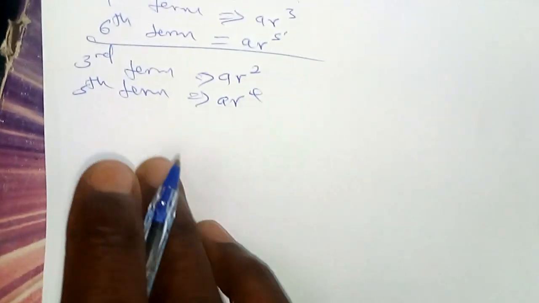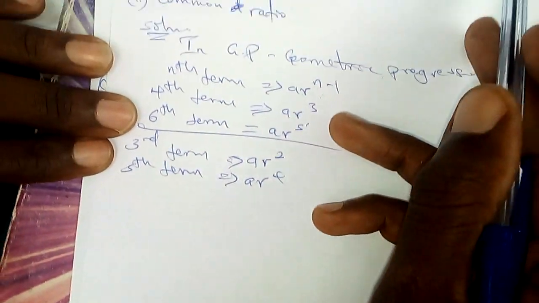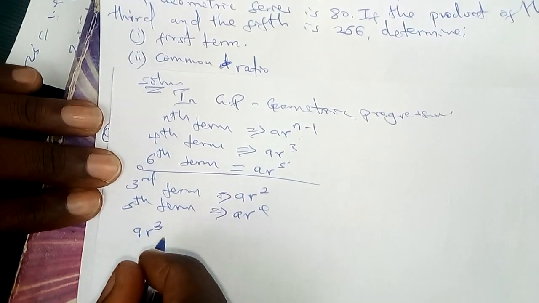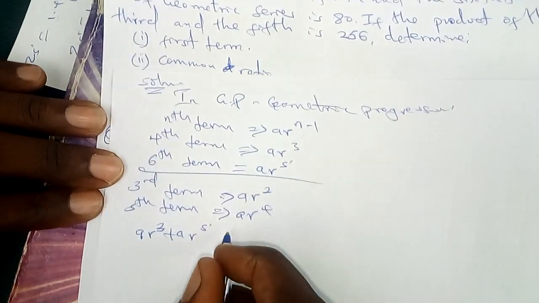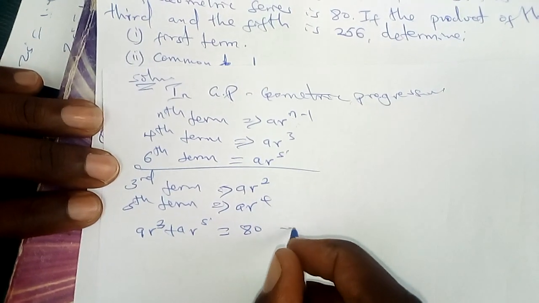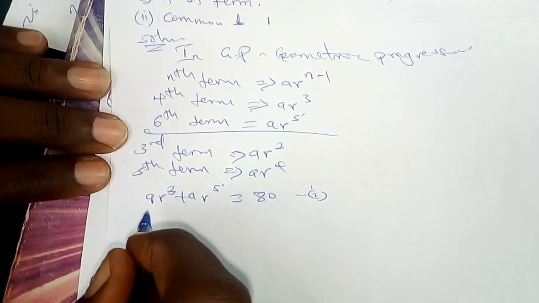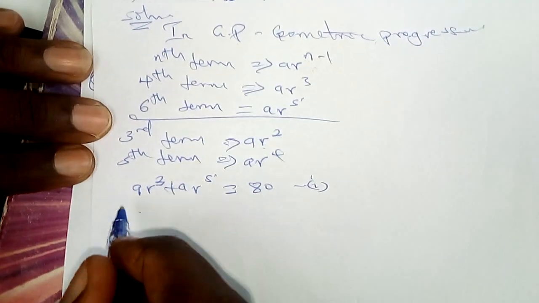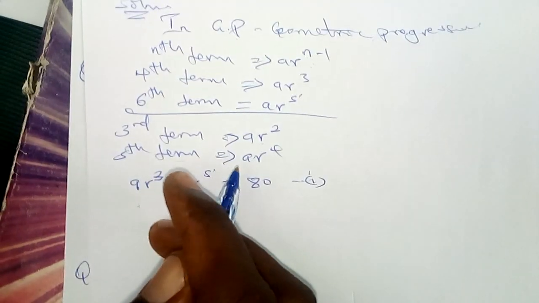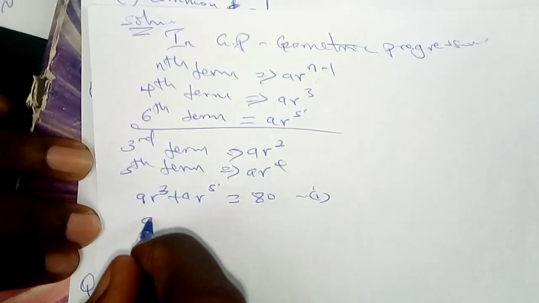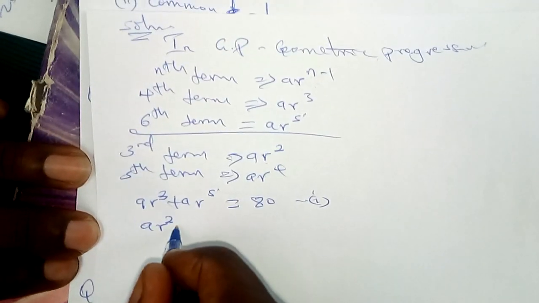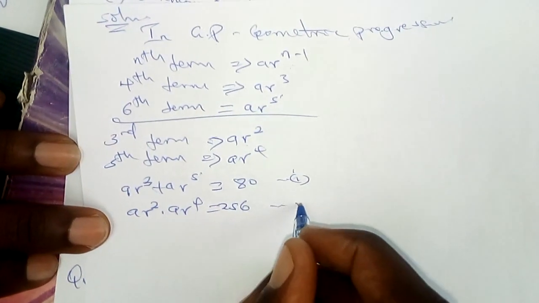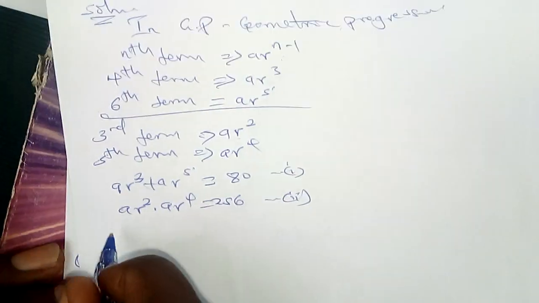Now they said the sum of the fourth and the sixth, the sum of this and this. So the first equation will be A R raised to 3 plus A R raised to 5 is equal to 80. This is equation 1. And for equation 2, they say the product of the third and the fifth is 256. So the product of the third, which is A R squared, multiplied by A R raised to 4, is equal to 256. This is equation 2.